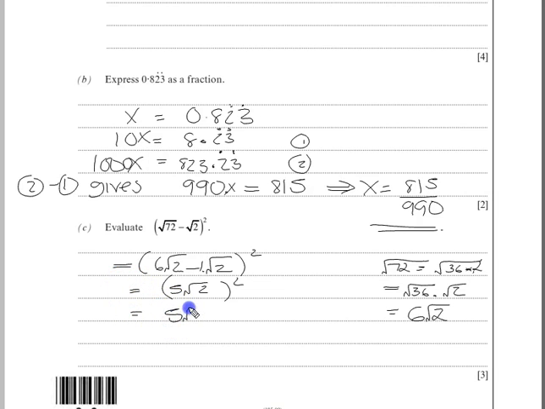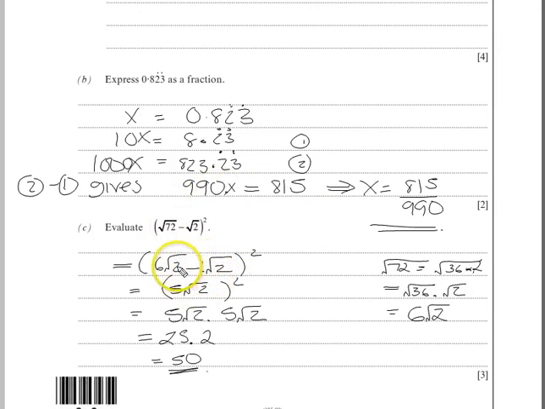Let's write that down explicitly. 5 times root 2 times 5 times root 2, which is 5 5s are 25. Root 2 times root 2 is just 2, of course. And so the answer is 50. There we go. That's part C done.